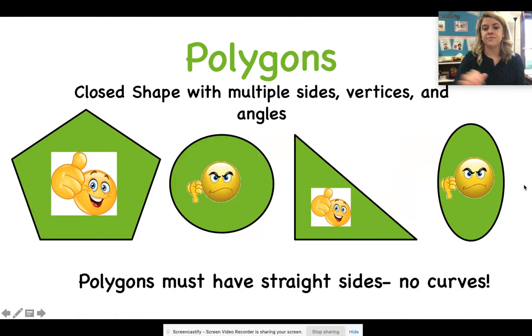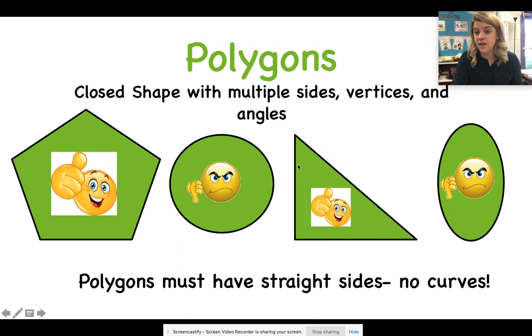Okay, so let's look at our next one. We know that polygons are closed shapes with multiple sides, vertices, and angles, okay? But there's more. A polygon has to have straight sides, okay? No curves. If a shape has round edges, it is not a polygon, okay? So our pentagon is a polygon because it's straight, straight, straight, straight, straight. Our circle, though, is not a polygon because it has round edges.